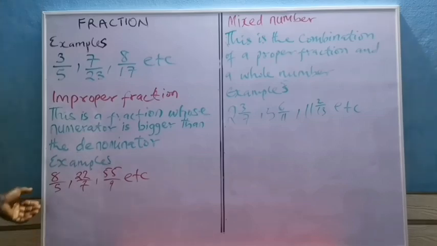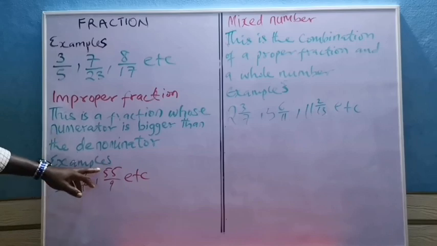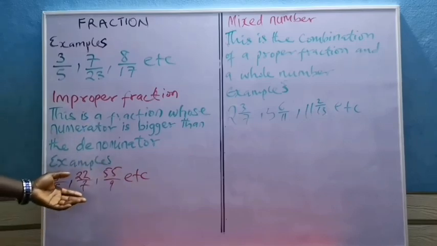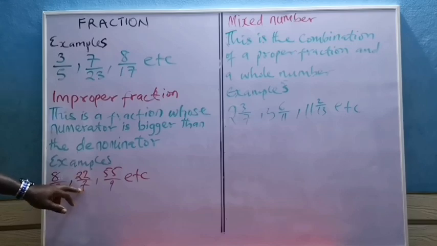Okay, like we have example here: 8 all over 5, 22 all over 7, 55 all over 9, etc. So when you have this kind of fraction, it is called improper fraction. Why? Because the numerator is bigger than the denominator.